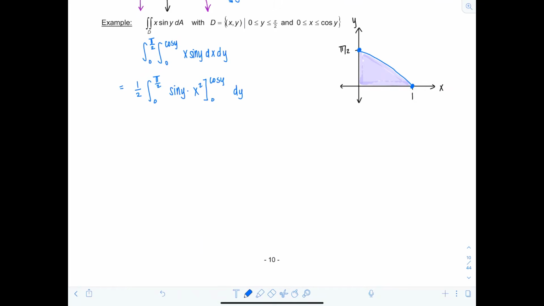And then let's go ahead and evaluate this at the upper and lower limits. Now remember, I'm substituting in the limits just for x. So I have 1/2 integral from 0 to pi halves of sine of y times cosine squared y minus basically 0 dy. Okay, so what do I have? I have cosine squared times a sine y.